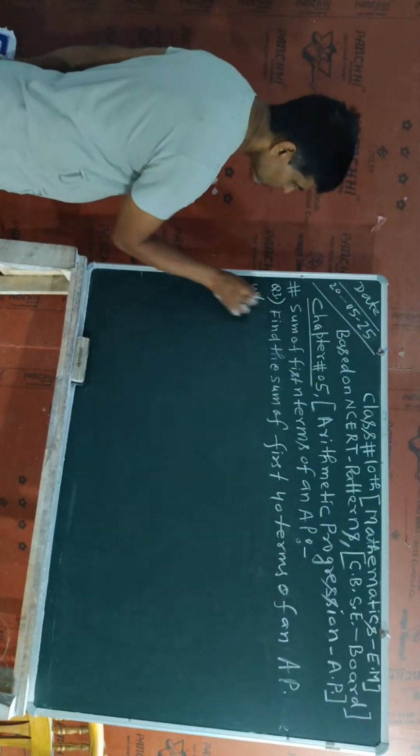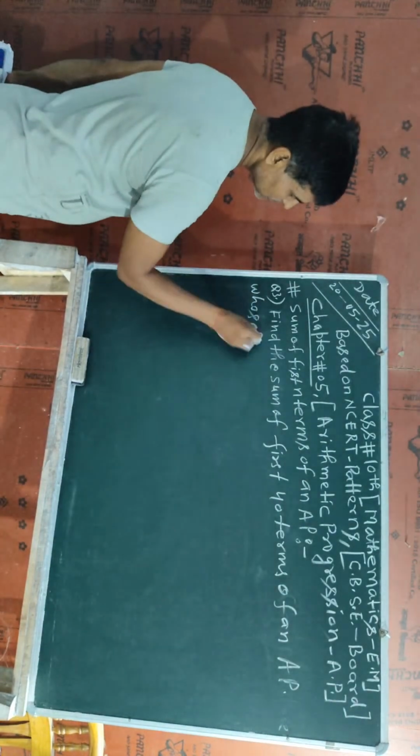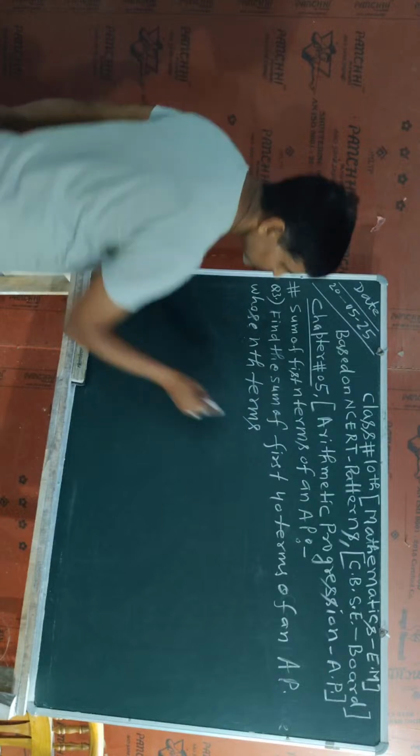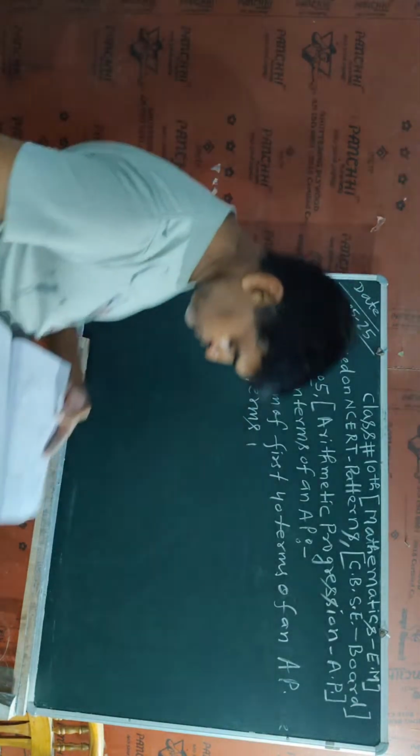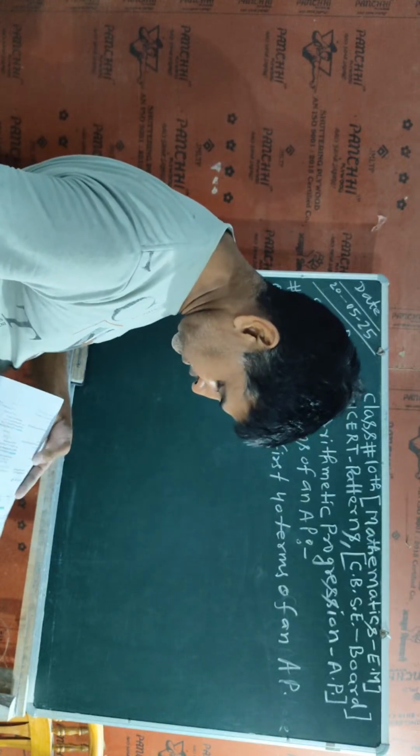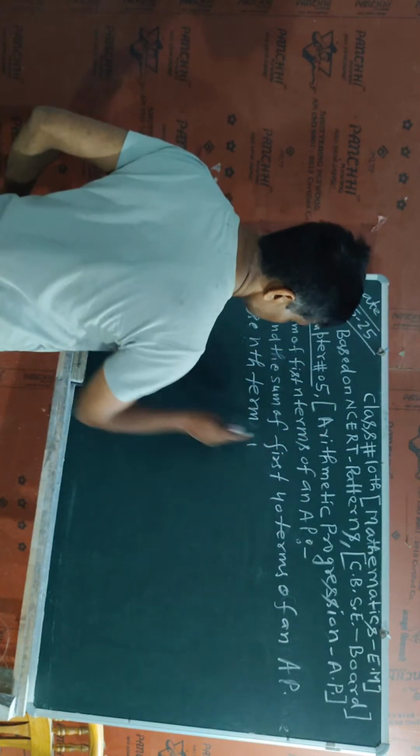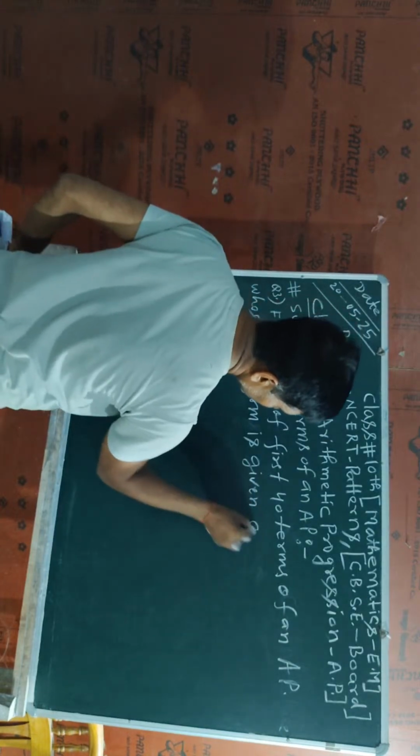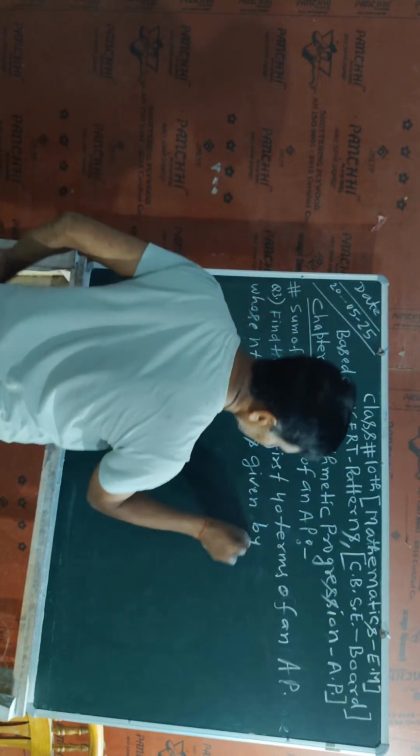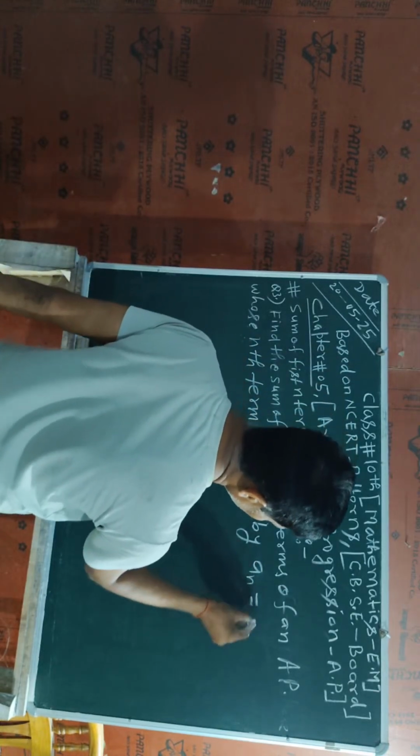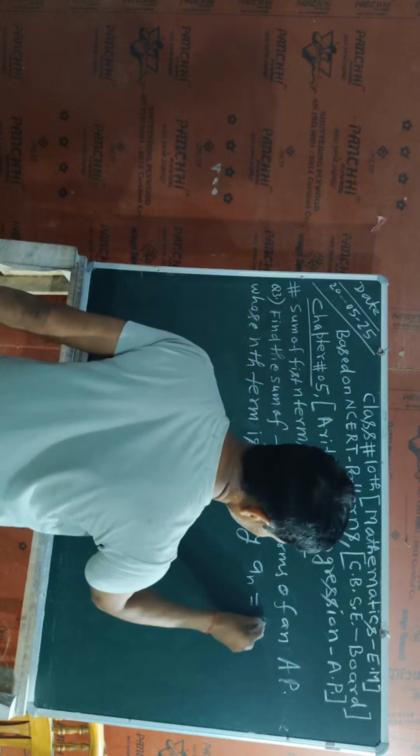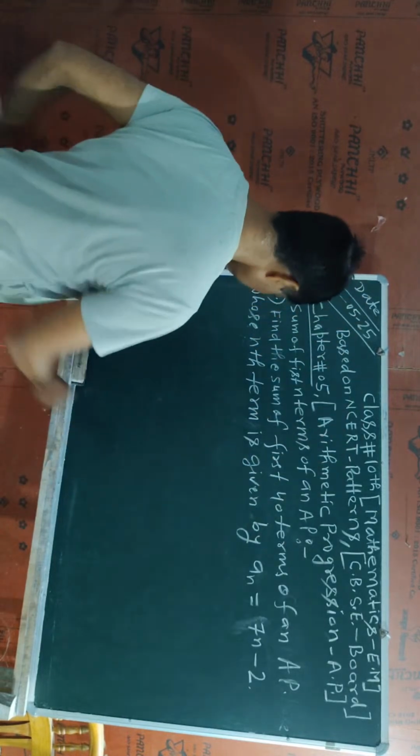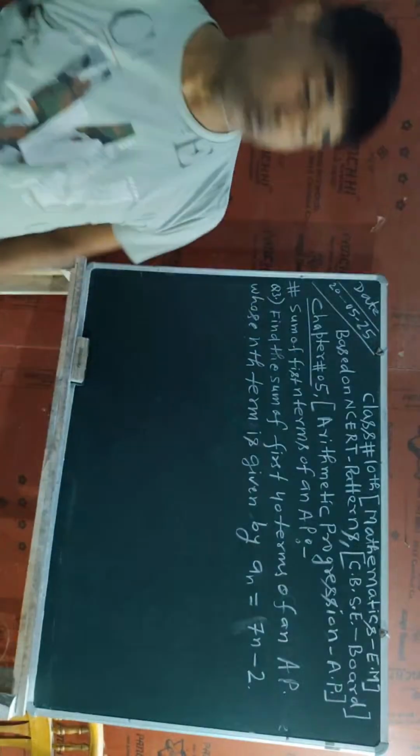whose nth term is equal to 7n minus 2. Okay students, so this is the question and we have to solve it.